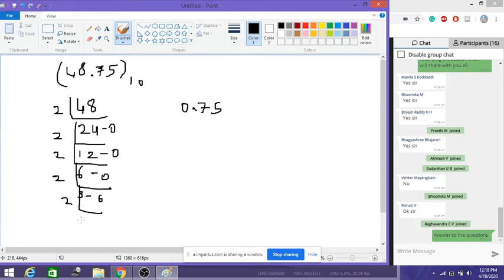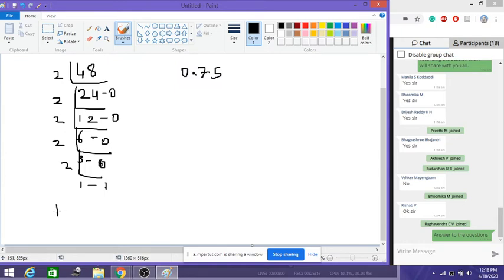So then 2 1s are 2 and remainder is 1. So binary, finally we'll get this as 1 1 0 0 0 0. We'll get 4 zeros, right?